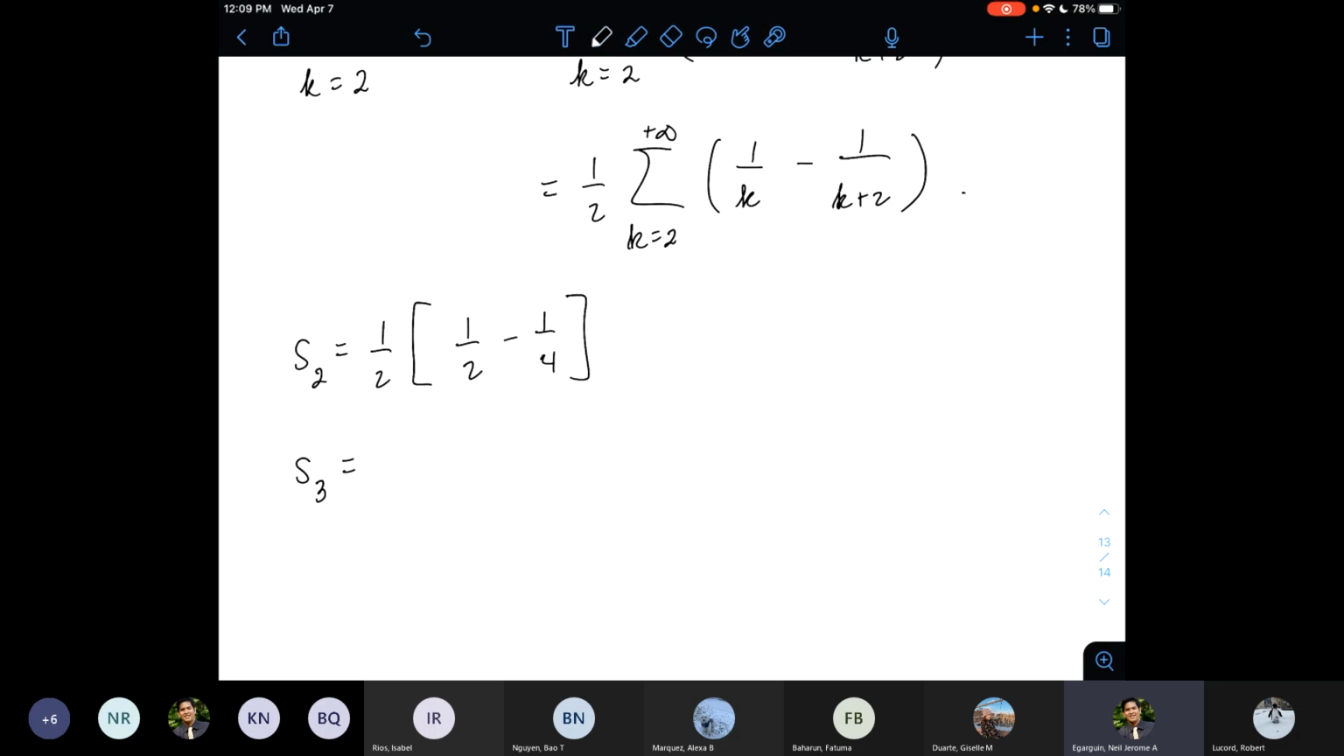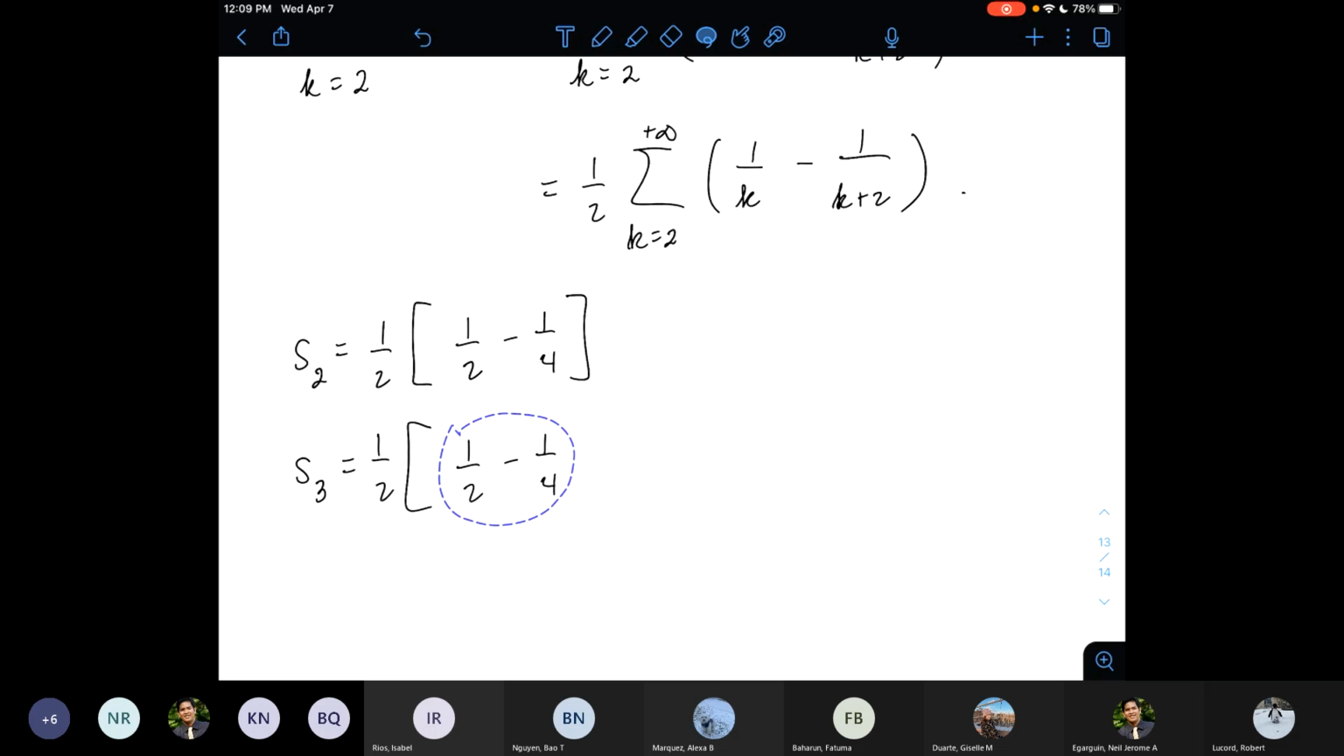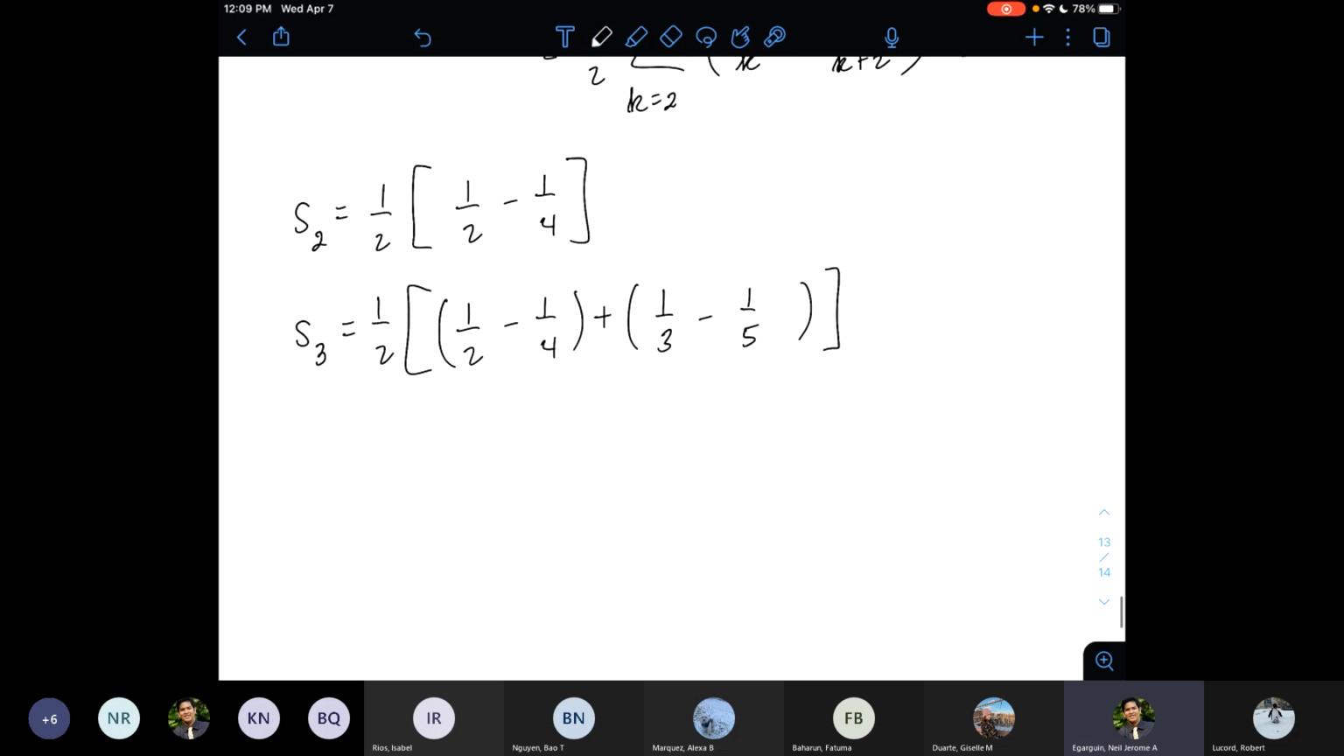The second partial sum is when k is equal to 3. So this would be 1/2 times, you plug in starting from 2 until 3. So we start with k equals 2, and that will just be the exact thing I got earlier, plus, what do I get when k is equal to 3? When k is 3, you plug in 3 here, we'll get 1/3 minus 1/5. That's the second partial sum. I don't think we can do anything about this so far. No patterns are discernible yet.